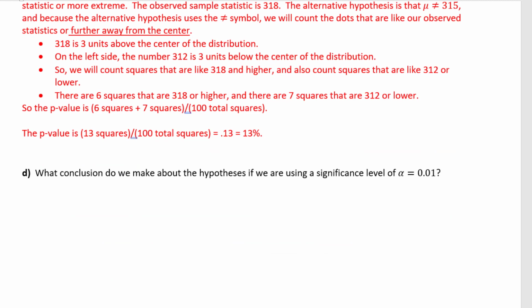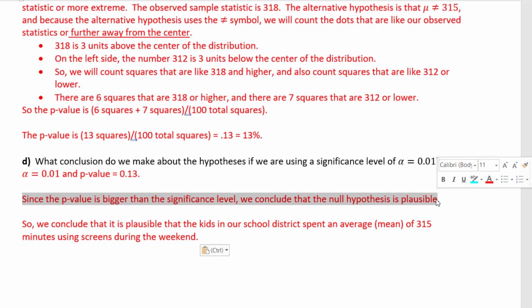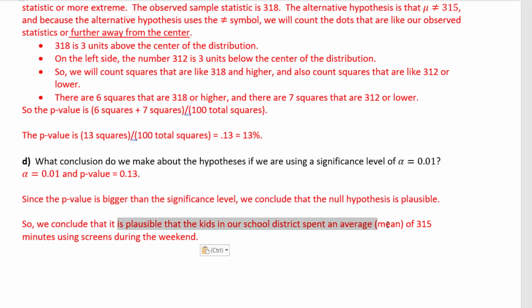And part D, what conclusion do we make about the hypothesis if we're using a significance level of 0.01? Well, we note that the significance level is alpha equals 0.01, and our p-value is bigger than that. Our p-value is 0.13. When your p-value is bigger than the significance level, you conclude that the null hypothesis is plausible. So in context, we conclude that it's plausible that the kids in our school district spend an average, a mean, of 315 minutes using screens during the weekend.